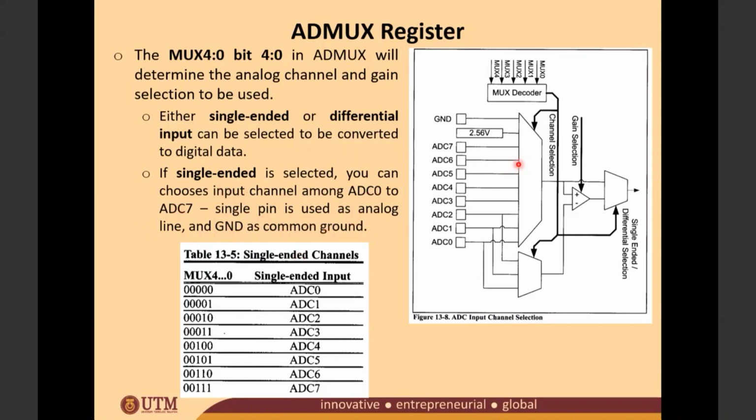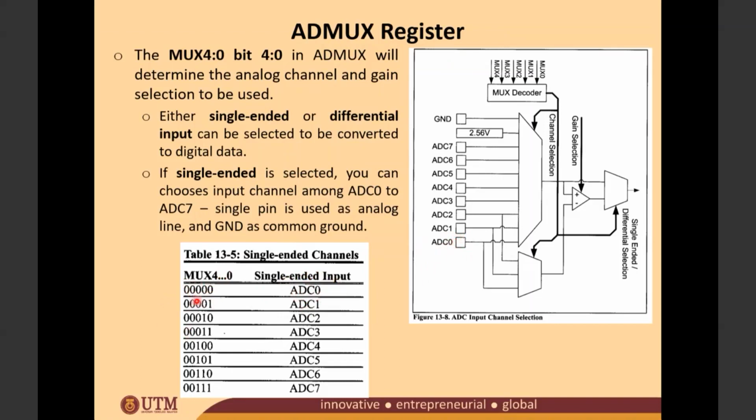For example, you're going to have a single-ended input only, and your sensor is connected to ADC channel 0. So what happens here is, upon programming, you need to make sure that MUX4 to MUX0 has the value 0, 0, 0, 0. Then the CPU will take the value from ADC channel 0.